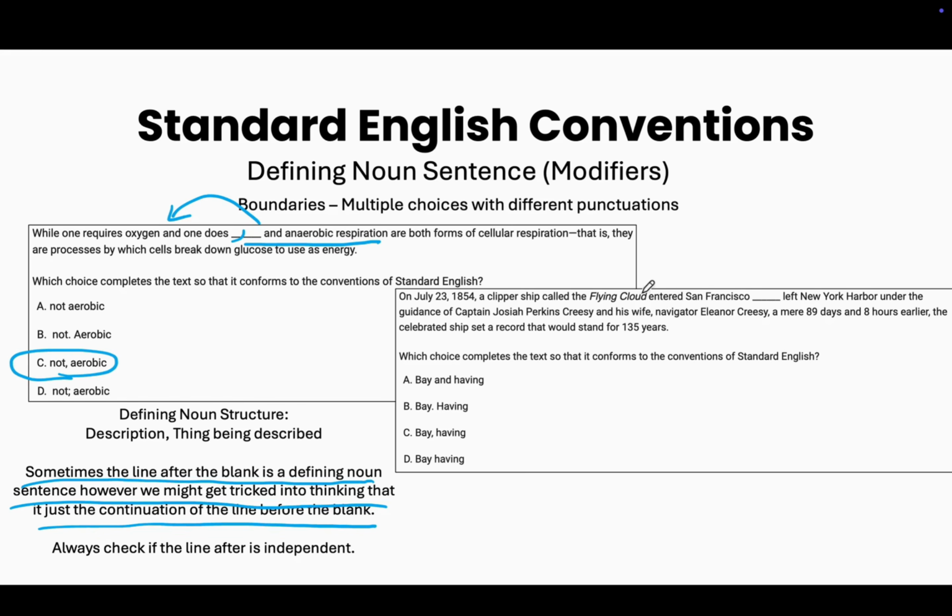So you could say, on July 23rd, 1854, a clipper ship called the Flying Cloud entered San Francisco Bay. Okay, does this make sense on its own? Yes, it does. So it is independent.